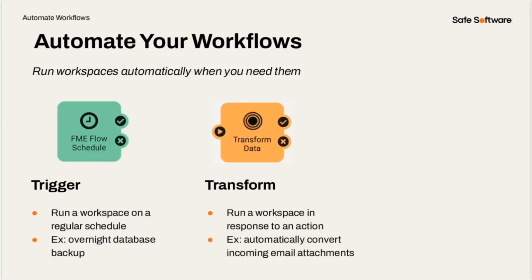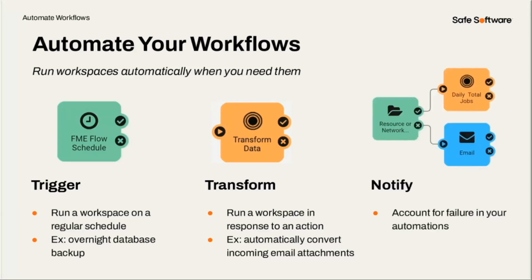The next step in an automation is to transform your data. So this is using a workspace action. You can imagine automatically converting any attachments from an email into a destination data source. Finally, you can notify yourself. So again, using the example of a database blip or a network issue, if something does occur, you can set up an email to notify yourself if there's any failure in the workspace or the trigger.